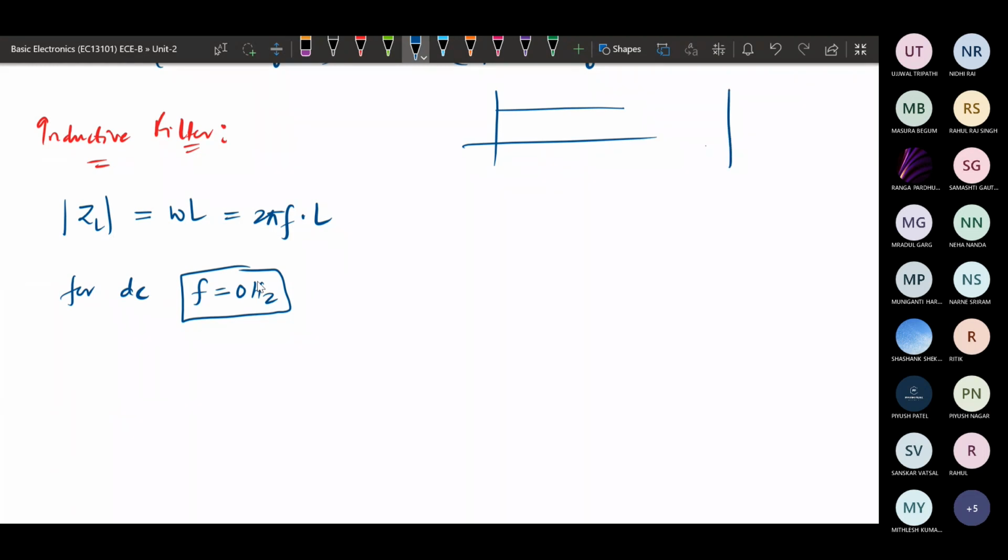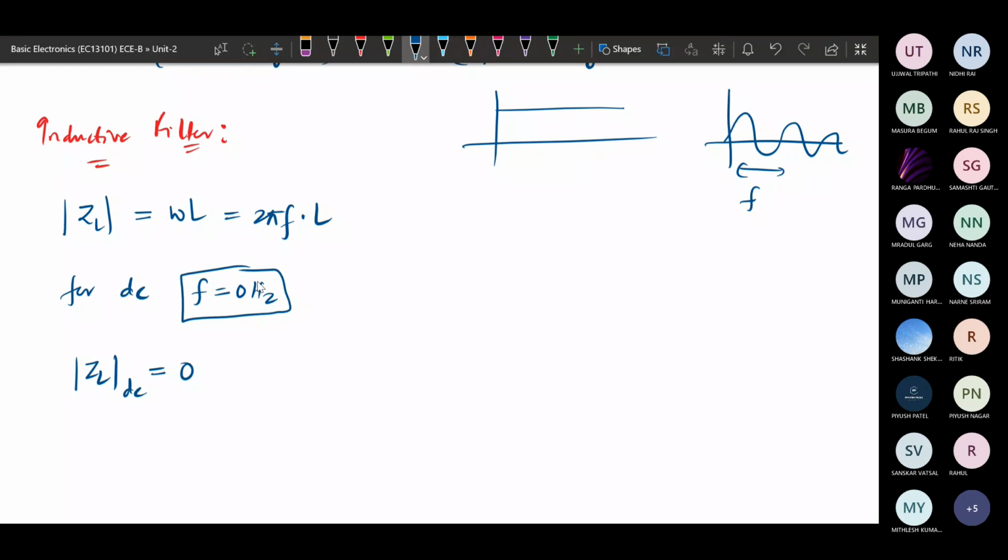If there is no variation, that means the frequency is 0. If it is having a variation, it is having a frequency, and it will be AC. So the inductive reactance is a function of L and frequency. But for DC, we know the frequency is 0. That means for DC, the resistance offered by the inductor will be equal to 0.